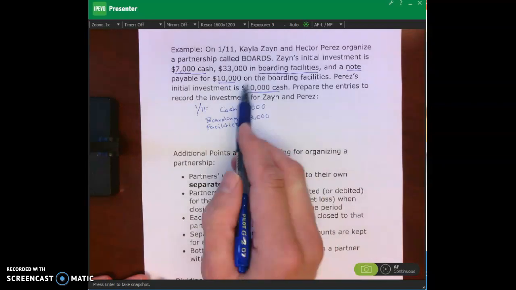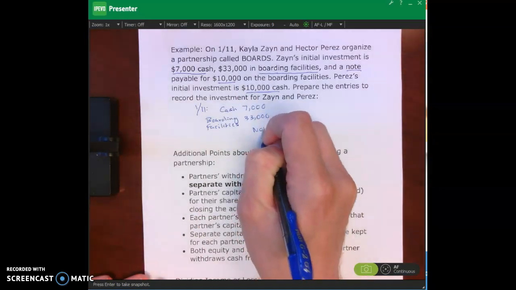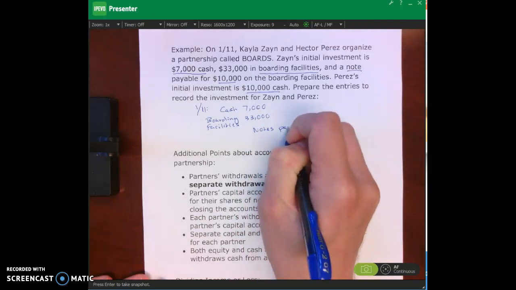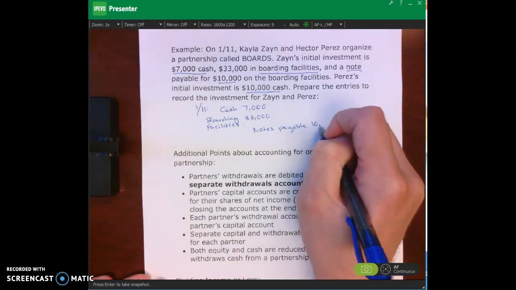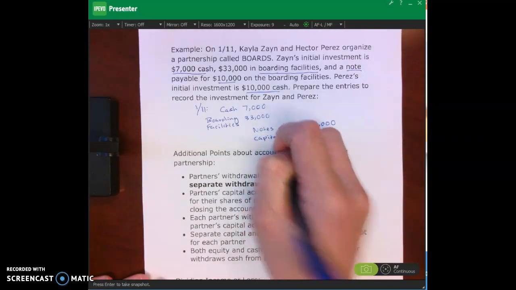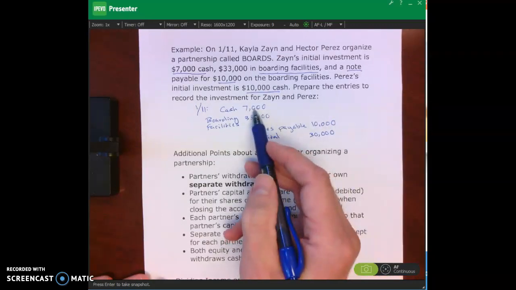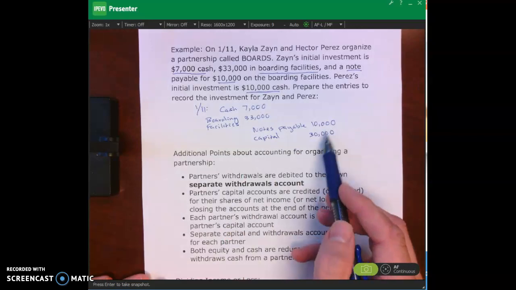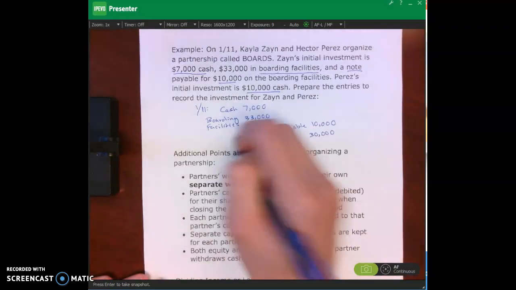That liability is a notes payable. So how do I increase a liability? Credit. So I credit notes payable for my $10,000. Then the credit to capital is for the balance, the 30,000. When I say balance, I mean the 7 plus 33 minus the 10 gives us the 30.